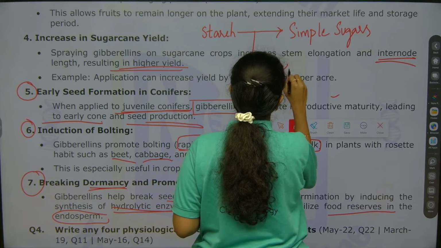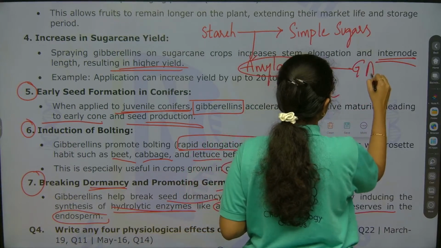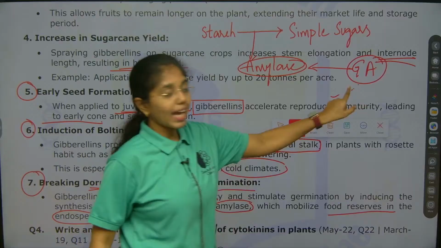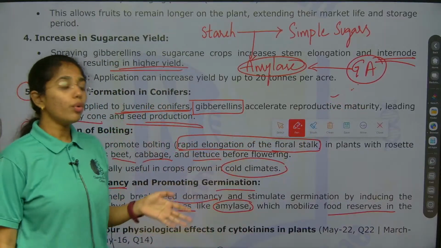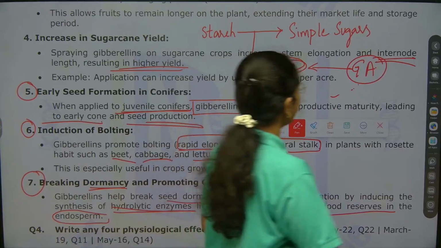The amylase synthesis is triggered by gibberellic acid. As such, gibberellic acid will help in promoting seed germination. Clear? So, this is how it is helpful in seed germination. So, these are the major points that you have to remember.